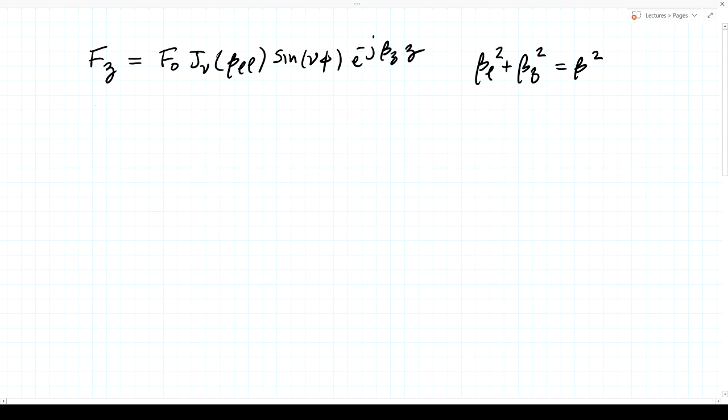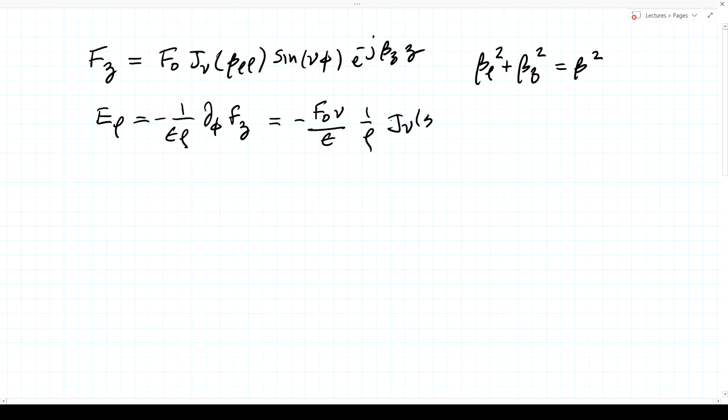So let's see, the non-zero electric field components are E_rho, which is minus 1 over epsilon rho, times the phi derivative of F_z. That will be minus F0, and from the phi derivative we get a factor of nu from the chain rule, over epsilon, and then a 1 over rho here. And then we've got J_nu(beta_rho rho), and the sine derivative is the cosine, and e^(-j beta_z z).